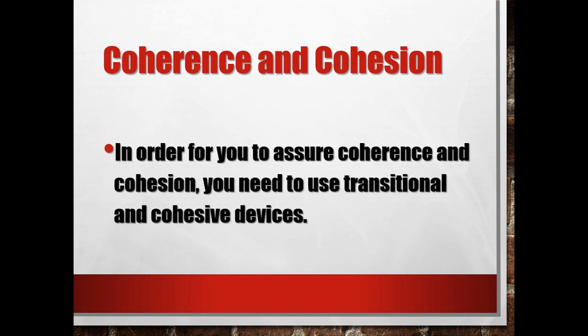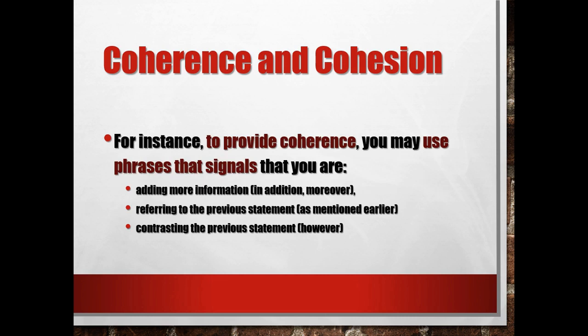In order for you to assure that coherence or connection of ideas is present and cohesion or connection of sentences is present, you need to use transitional and cohesive devices. For instance, to provide coherence, you may use phrases that signal that you are adding more information. For example, in addition to, moreover, to add to this, one example of this is. Or you might want to refer to the previous statement: as mentioned earlier, or like what I was saying, in the past we have talked about this. These are examples of transitional devices or signaling devices.